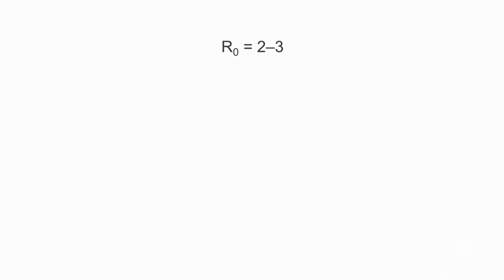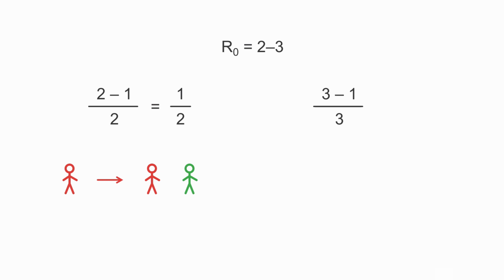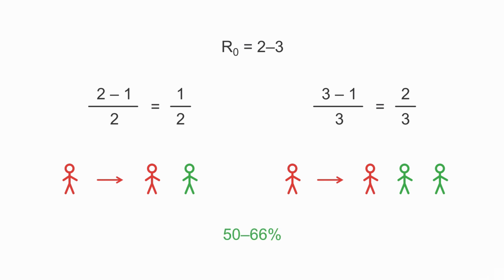As we've learned previously, R naught for SARS-CoV-2 is between 2 and 3. So how many people would we have to vaccinate, if there was a vaccine, in order for the epidemic to stop? Well, that's 2 minus 1 divided by 2, which is 1/2 or 50% if R naught was assumed to be equal to 2, and 3 minus 1 divided by 3, or 2/3, if R naught was assumed to be equal to 3. So according to this calculation, we'd have to vaccinate between 50 and 66% of the population.